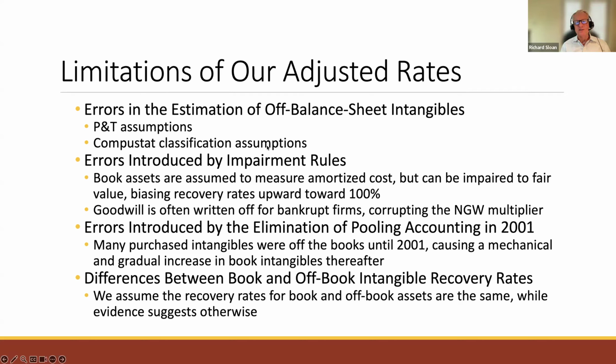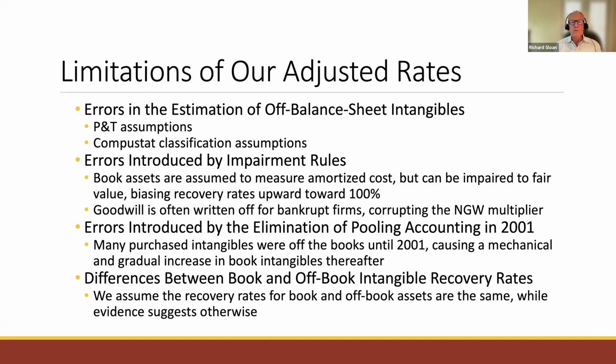Second, we've got these CompuStat classification assumptions for utilities and chemical companies and all the rest of it, where they stick everything in cost of goods sold. How are you going to fix that? Okay, then we've got a real serious problem with impairments, right? So what do we do in accounting for finite-lived intangibles and PP&E? We impair them down to fair value.